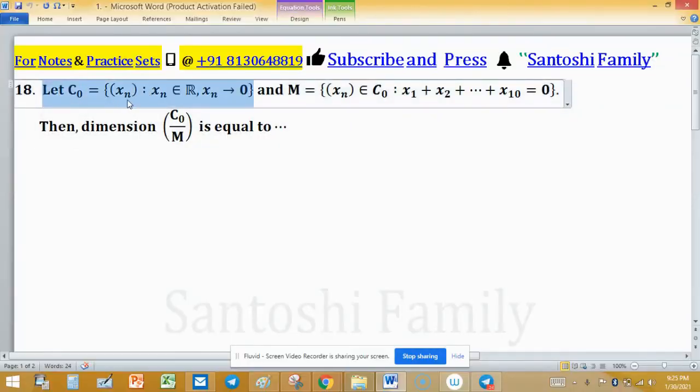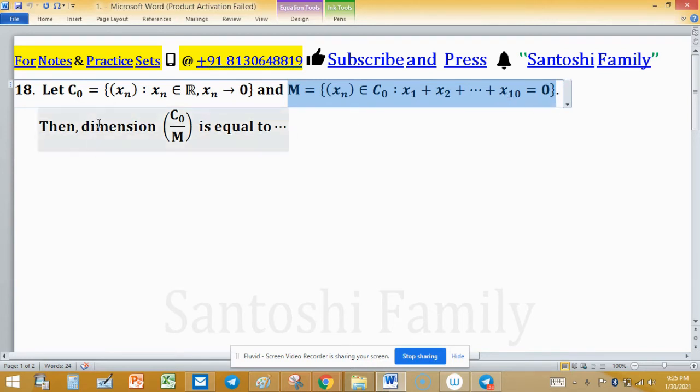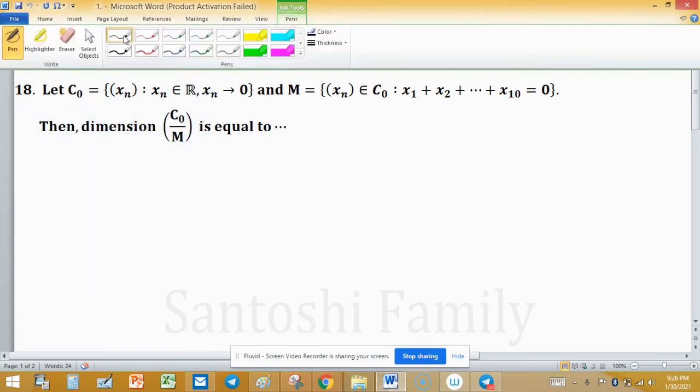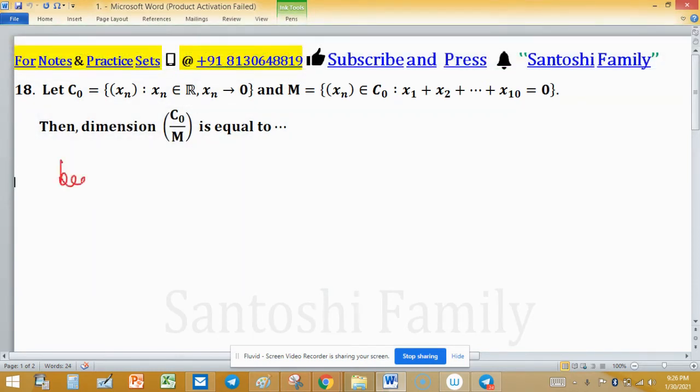Let C naught be the set of sequences xn such that xn comes from the real set and xn tends to 0. It means all real sequences having limit 0. The set M is defined as those whose first 10 term sum is 0. Then the dimension of C naught by M is what we need, meaning the dimension of the quotient space.